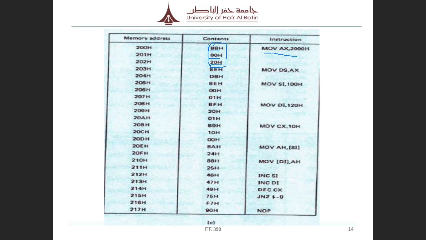Then what was the second instruction? Move ds comma ax. It needs two memory locations, because it is 2 bytes: 8ED8. So for these two instructions, we have already occupied 5 memory locations. If the first memory location is 200H, then the next ones will be 201, 202, 203, 204, and so on. So we are at this line; until here it is done. Is it okay?